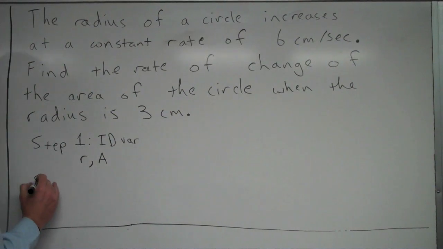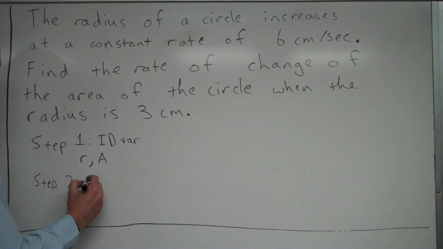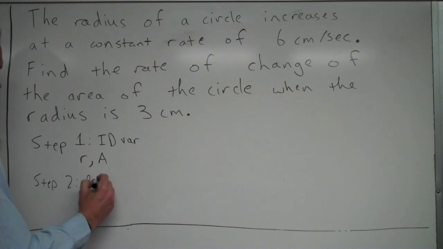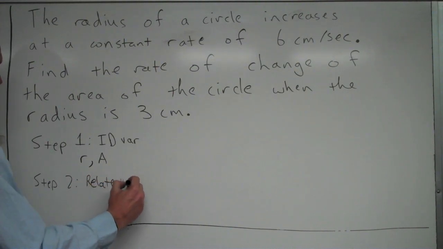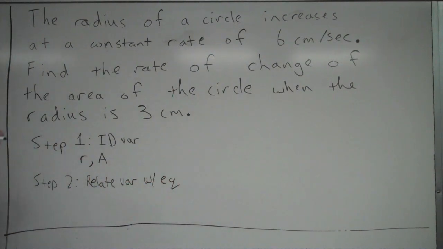Again, it doesn't have to be necessarily in this order, but the second step would be maybe to relate your variables with an equation. So relate your 2 or more variables with an equation. In this case, I'm talking about a circle. I've got a radius, I've got area, so the way I can relate those is A equals pi r squared. You have to have an equation that relates your variables together.